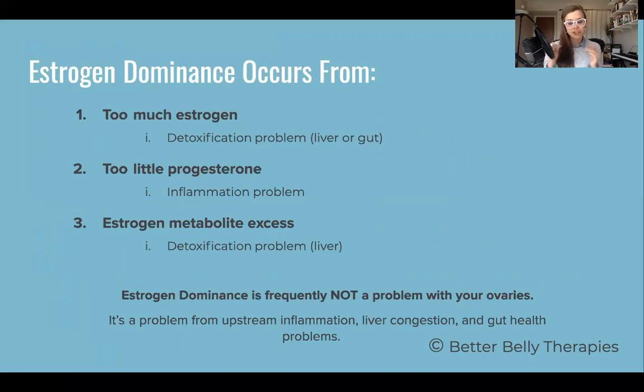Maybe you have a normal amount of estrogen, but not enough progesterone. That's usually an inflammation problem. Or estrogen metabolite excess, which is another detoxification problem, but only in the liver, where the first one might be the liver or the gut. Estrogen dominance is frequently not a problem with your ovaries or something that you would fix. You don't need to be worrying about any other parts of your reproductive system, but do know estrogen is impacting your quality of life.